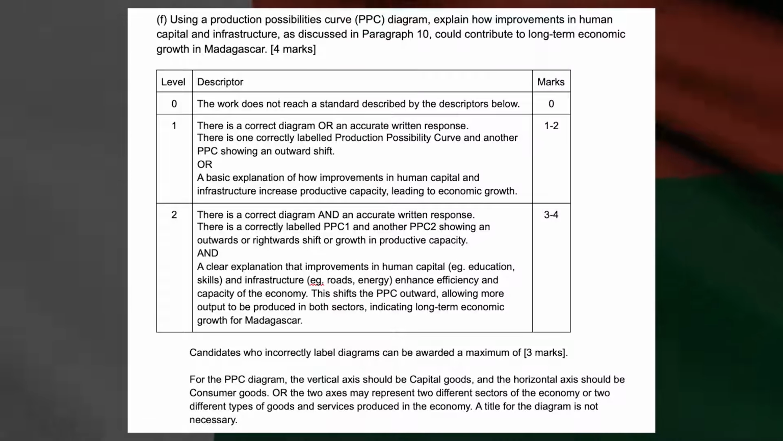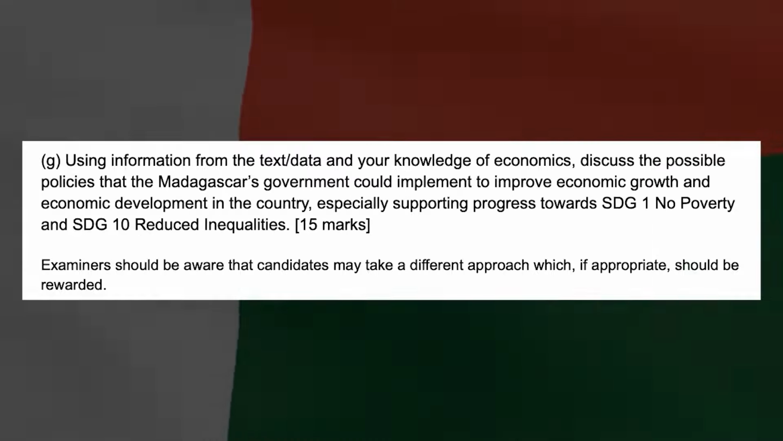3 to 4 marks. Candidates who incorrectly label diagrams can be awarded a maximum of 3 marks. For the PPC diagram, the vertical axis should be capital goods and the horizontal axis should be consumer goods. Or the 2 axes may represent 2 different sectors of the economy or 2 different types of goods and services produced in the economy. A title for the diagram is not necessary. Examiners should be aware that candidates may take a different approach, which, if appropriate, should be rewarded.